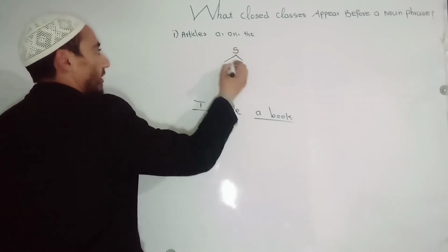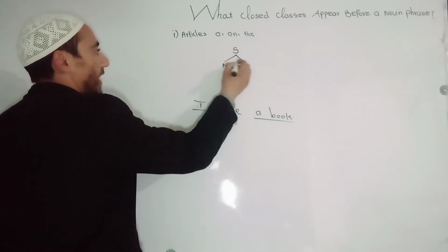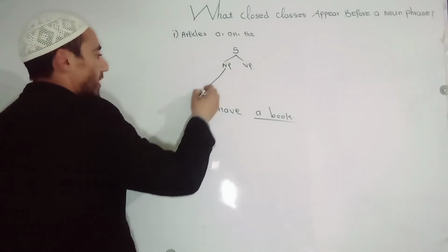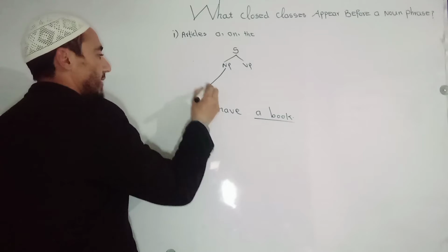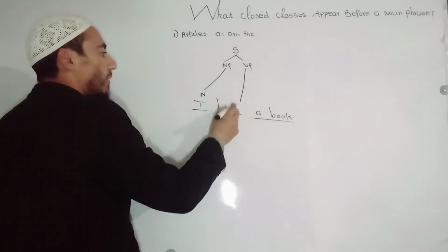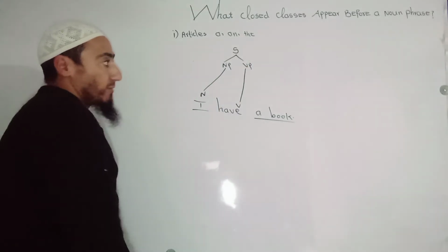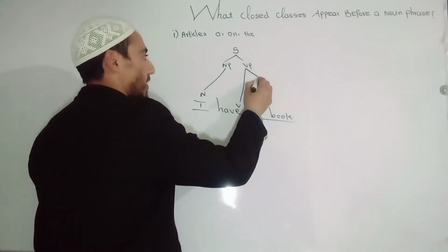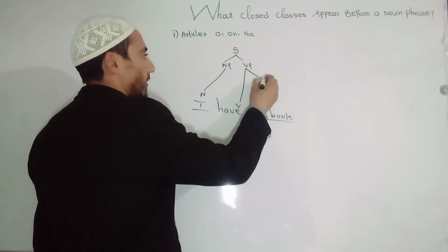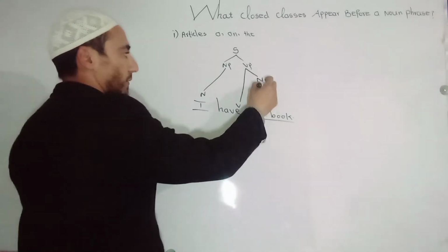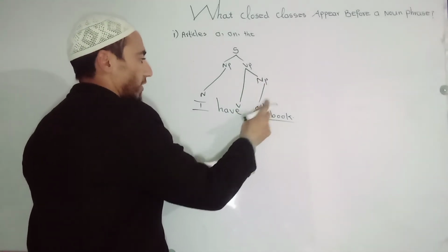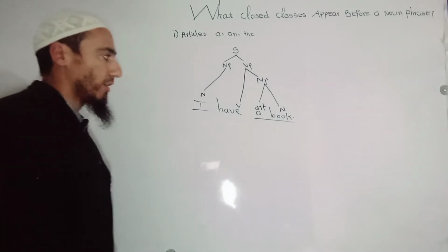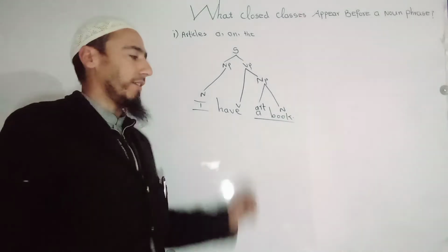We have S, which means sentence. In the sentence, we have NP, which means noun phrase. We have VP, which means verb phrase. Okay, in NP we have I, that is N, and in VP we have V, which means verb. And then from VP we are taking the string, that is NP. In NP we have article, that is, we are taking ART, and then we have book, that is what? Noun. So, this is one answer.